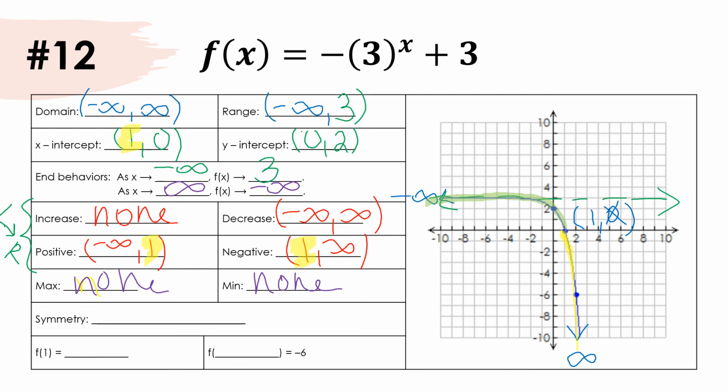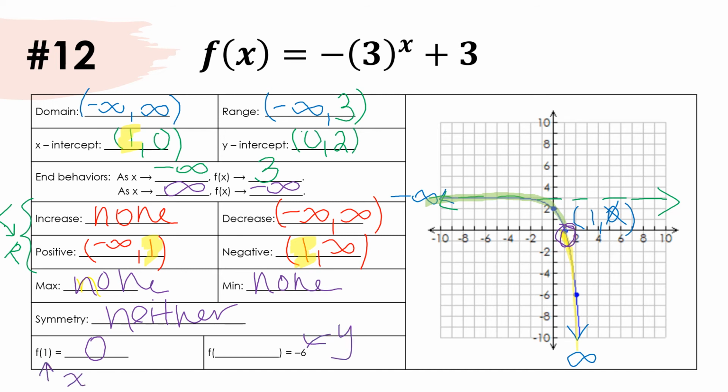Symmetry for all exponential functions is neither. Make sure you do not write none. Neither is different than none. And then f of 1 means when x is 1, what's y? Well, we actually already have that point written down, and that's the x-intercept. So when x is 1, y is 0. f of blank equals -6 is saying, all right, when is y -6?